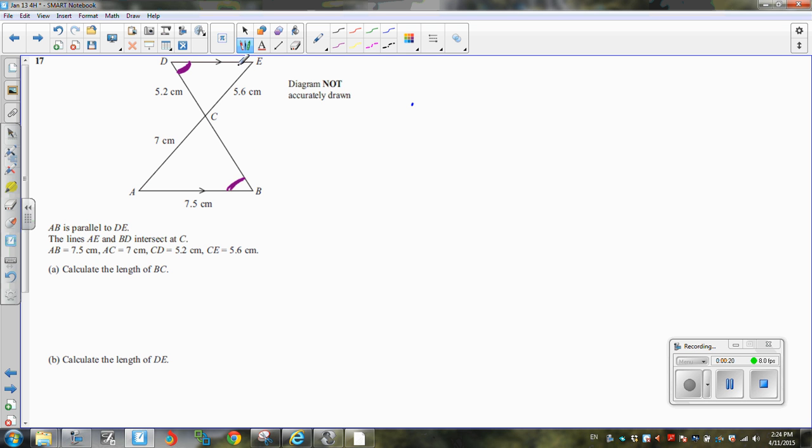Okay, right, in the same way, this angle, I'll mark it with a double, is going to be the same as this one here, which means that this one here is going to be the same as this one here.